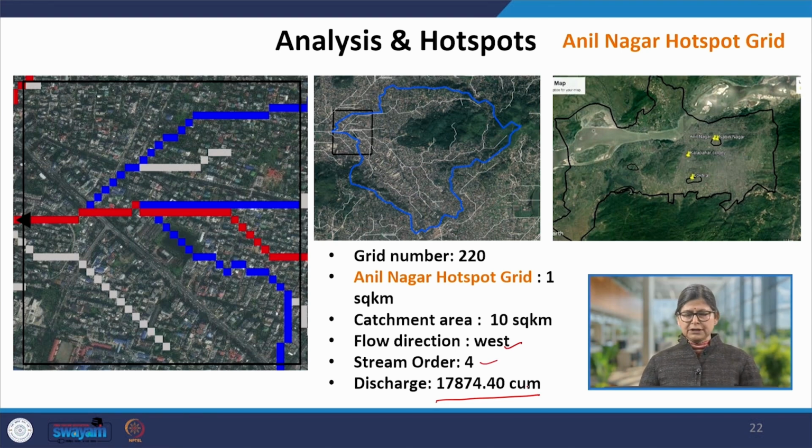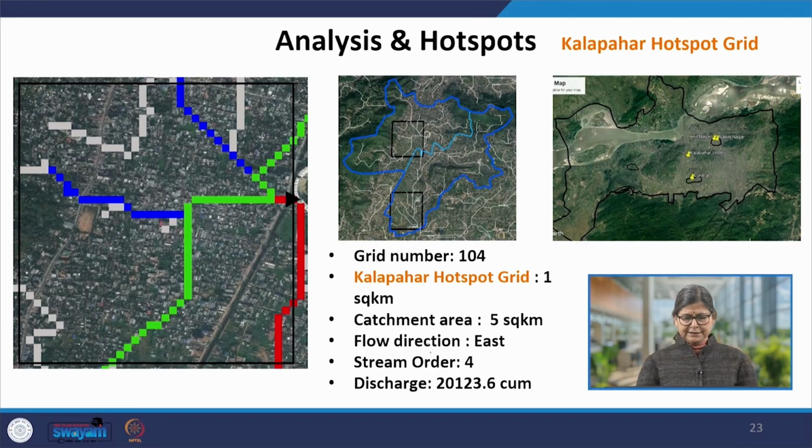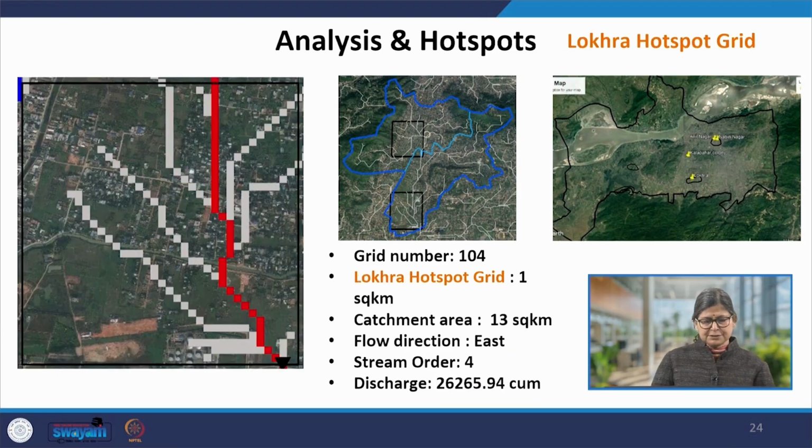So that was Anil Nagar, the first one, and then it is Kalapahar, the middle one, and the flow direction is on the east, and stream order 4 and discharge is 20,000 plus cubic meters. Similarly for Lokhra also. Lokhra we have taken with a very special interest because we had our colleague there who can do the community survey as well. So Lokhra, though it was not showing very high potential risk, it was having a potential, and we had gone for this one, and it also has very high discharge we could find.